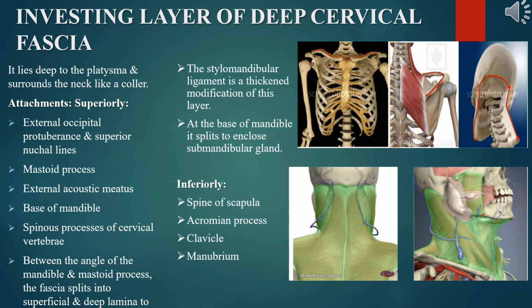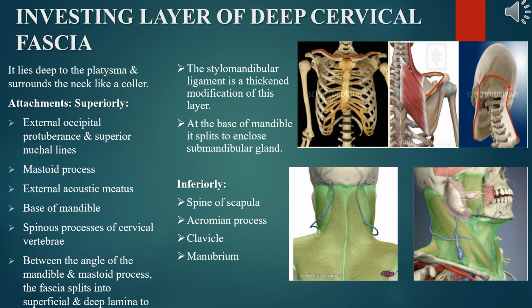Now let's have a look at the diagram. In the above diagram, you can see the line of attachment. Here the investing layer is attached in continuity from before backwards, where you can see the superior attachment at the base of the mandible, then the external acoustic meatus and mastoid process, then superior nuchal lines and external occipital protuberance, and then it is attached to the spinous processes of the cervical vertebrae.